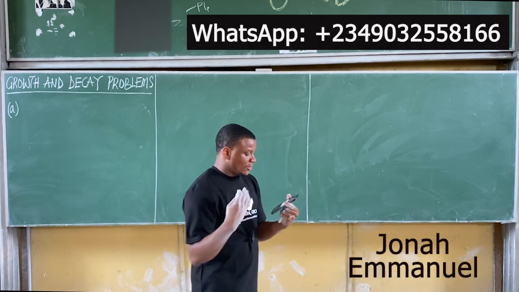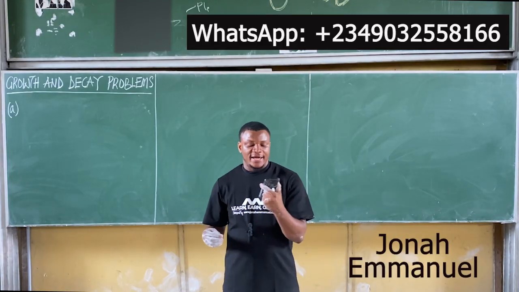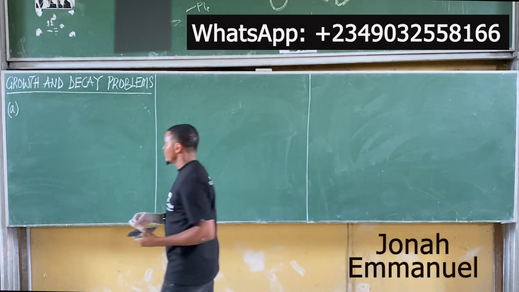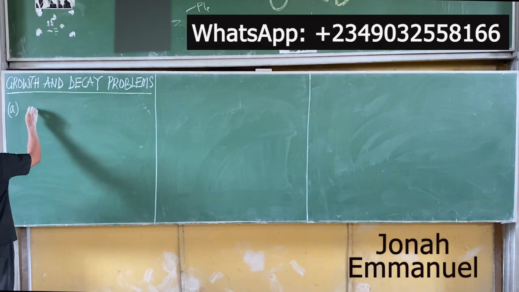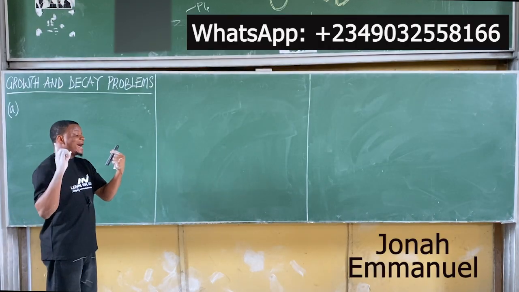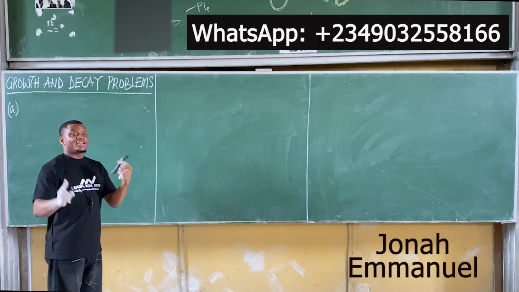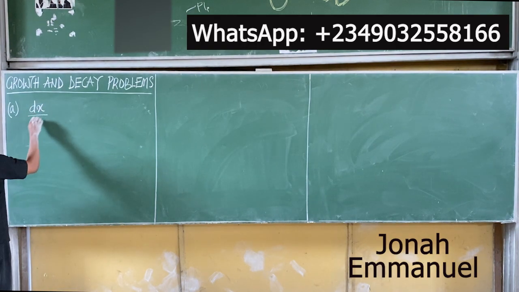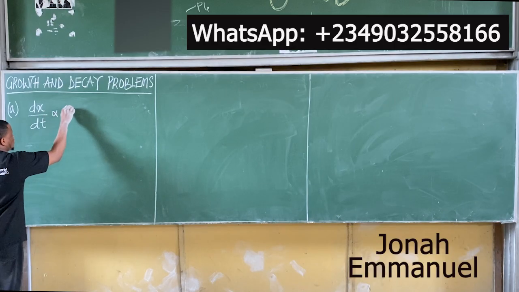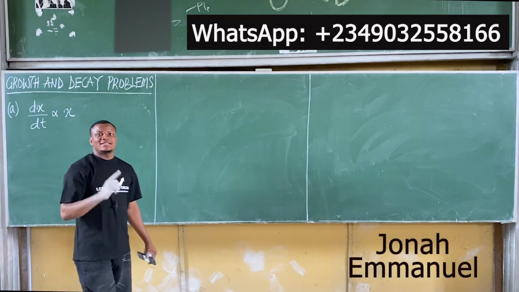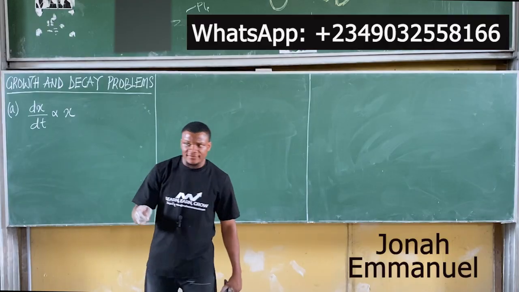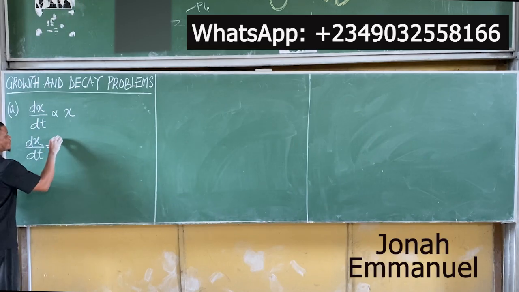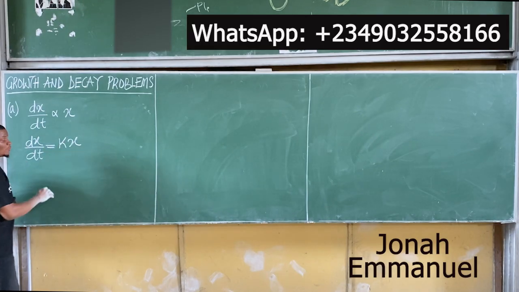The question says a certain country had a population estimated to be 49,600. How do we solve this? First things first, they said assuming the rate of increase in population is proportional to the number present. The rate of increase in population, dx over dt, is proportional to the number present. Since this is an increase in population, it becomes positive. So I have dx over dt equal to Kx.